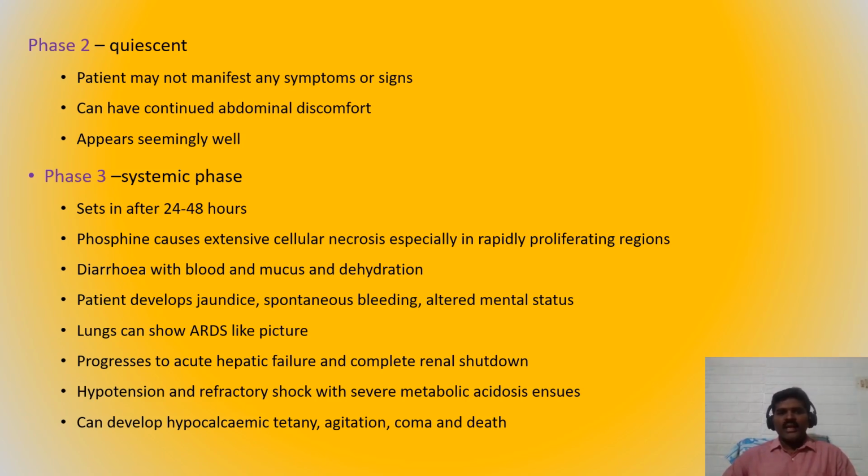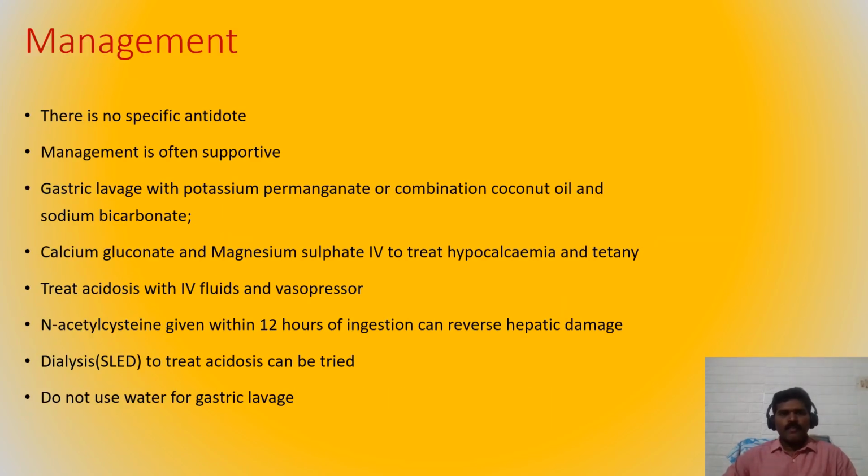Lungs can show an ARDS-like picture. It progresses to acute hepatic failure and complete renal shutdown. Hypotension, refractory shock, and severe metabolic acidosis ensue, and the patient can develop hypocalcemic tetany, agitation, coma, and finally death. There is no specific antidote. Management is often supportive.